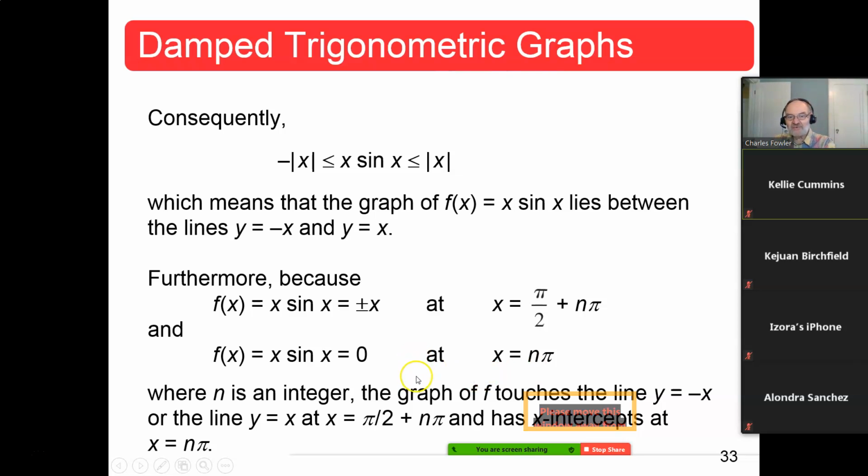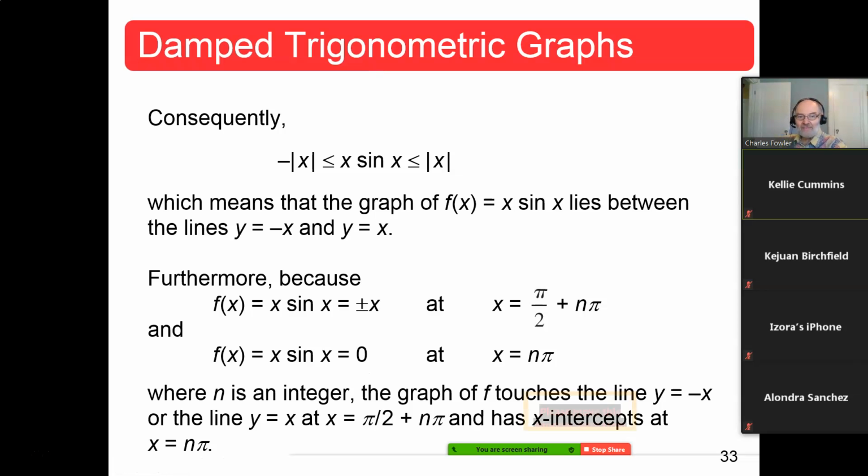So n is an integer, and the graph touches the line at y equal minus x at the minimum, y is equal to x at the maximum. Those are going to be at your half pi's plus n pi. Now, I can't read this because this stupid box is in the way. I think this is intercepts is what it's saying. X-intercepts where it's equal to 0, at n pi.